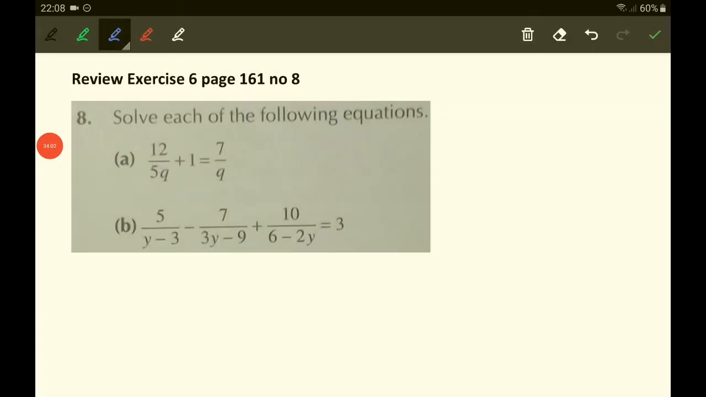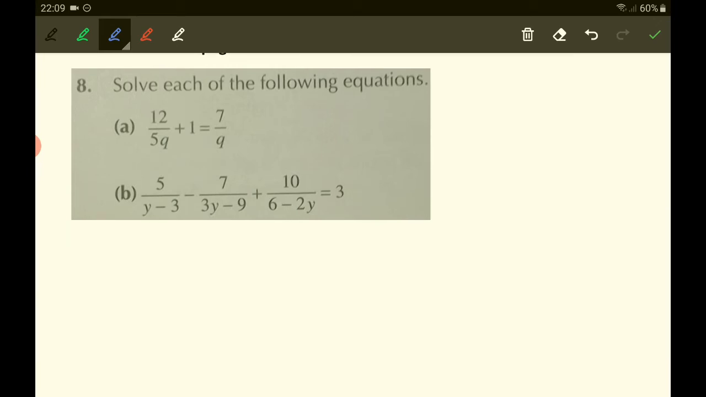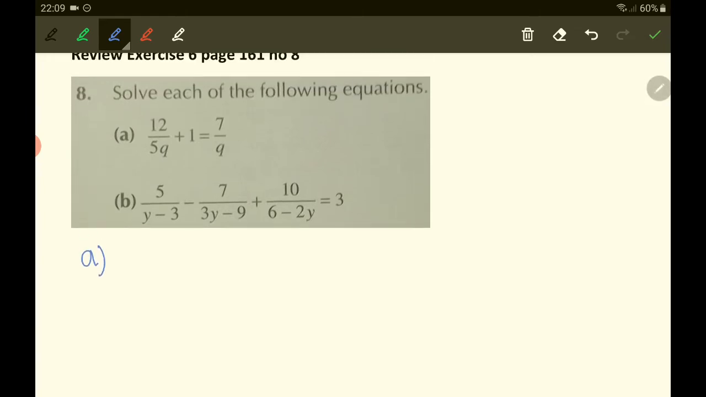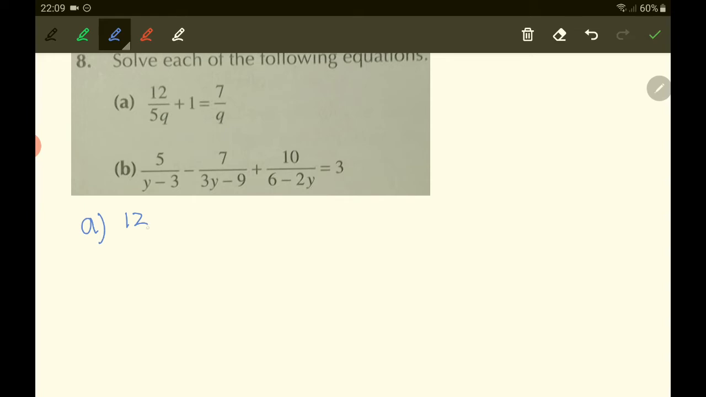Okay, now we deal with the 9th question. Review exercise 6, page 161, number 8. Here we are going to solve the equation. This is about algebraic fractions. For 8a first, I want to rewrite the question: 12 over 5q plus 1 equal to 7 over q.